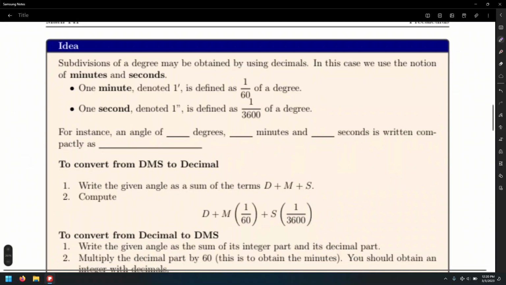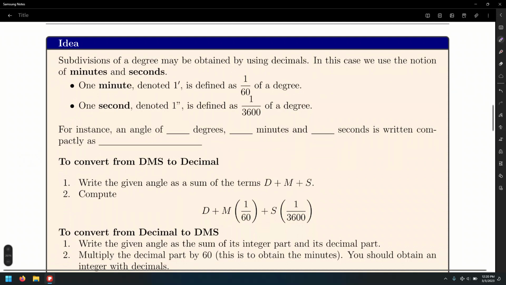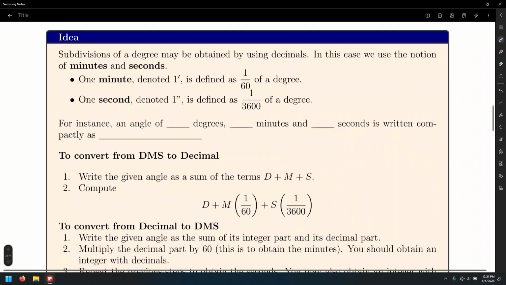Those subdivisions can be represented in two different ways: as decimals, or as minutes and seconds, like the clock. In the same way, for example, if we have a meter, we can further divide that into decimeters. That's 10 decimeters, and each decimeter can be further divided into 10 centimeters each. Likewise, 1 degree, which is 1 unit, can be further subdivided into 60 minutes, and 1 second is also 1/60 of a minute, which is 1 over 3600 of a degree.